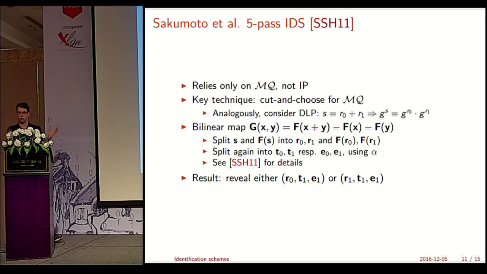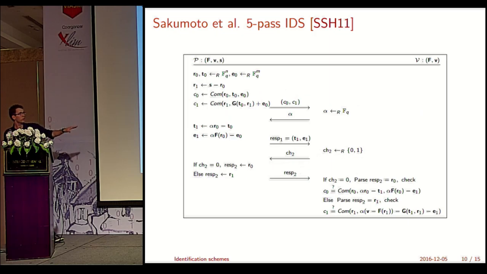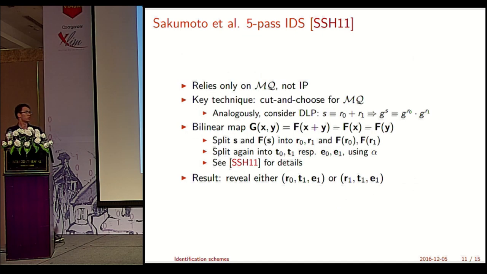And what Sakamoto et al. did for this IDS, they showed that you can take this MQ problem and split the secret into parts, using a bilinear function that I won't go into detail on here. This allows them to split it in such a way that you can reveal either these three factors or the other three factors, which give you the responses of the prover here. This shows that you can have a proof where you're proving knowledge of either one half of the secret without revealing the other half, because the split is random and does not allow you to compute the other half of this secret S. I won't go into detail on this any further, but that's the general idea.